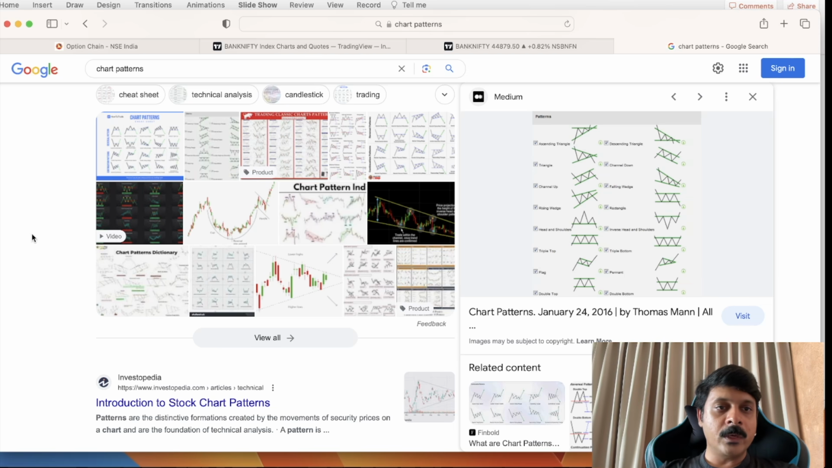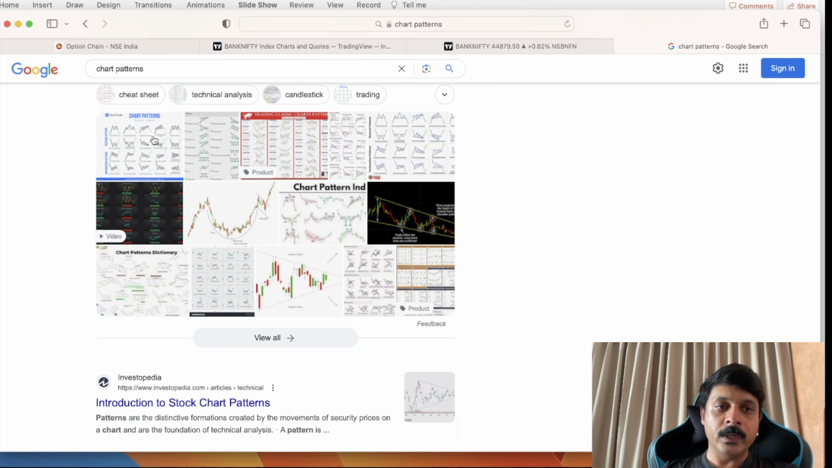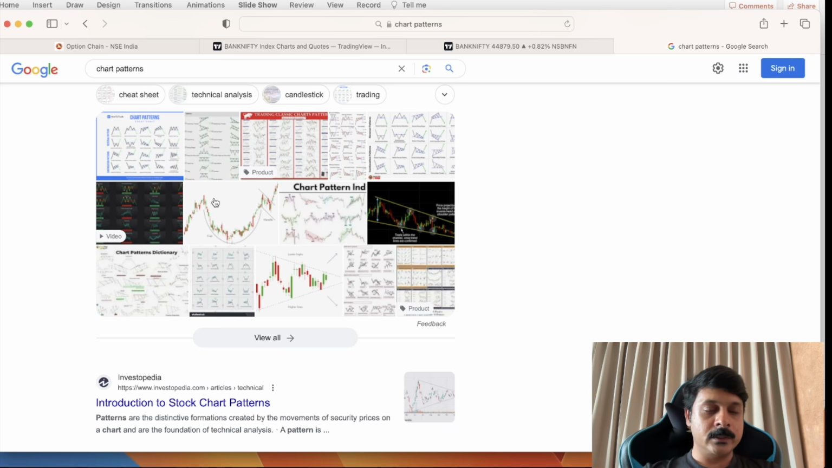One thing that I want to cover about chart patterns: probably you can go into Google and search about chart patterns and open any of the links and learn about it, because there are a lot of free resources available, or if you go to YouTube, you get video explanations about it. So there are two types of chart patterns, or probably we can say three types.